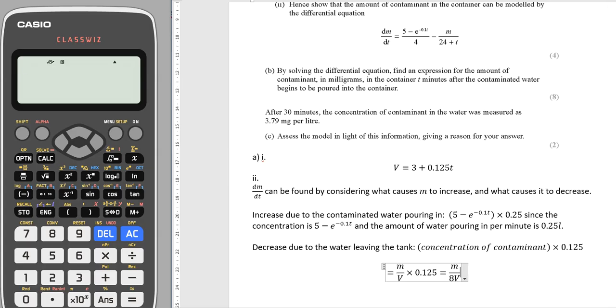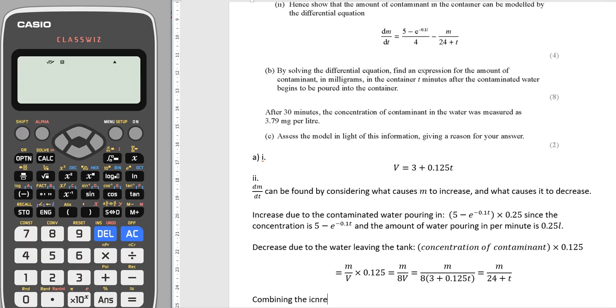Now we just need to identify V. But remember, that's what they told us to work out in the first part. So they did this to help us out with this section. So if we've got M over 8V, then we just have M divided by 8 lots of this, which if you simplify it down becomes M over 24 plus t. And if we look up here, we'll find reassuringly not only the (5 minus e to the minus 0.1t) times 0.25 term, but also this term. So that helps us see we've got it on the right lines.